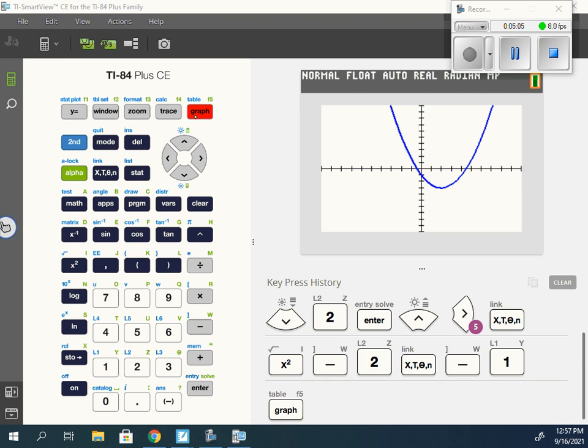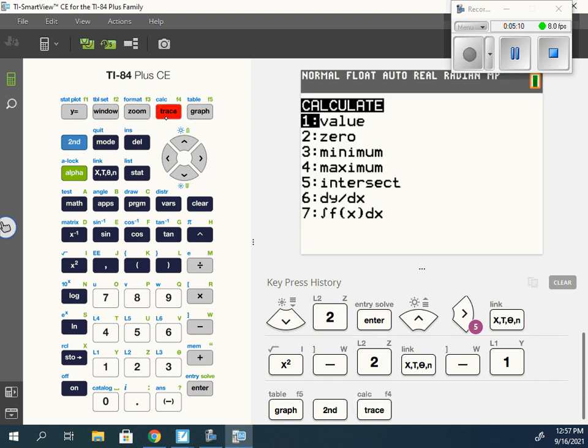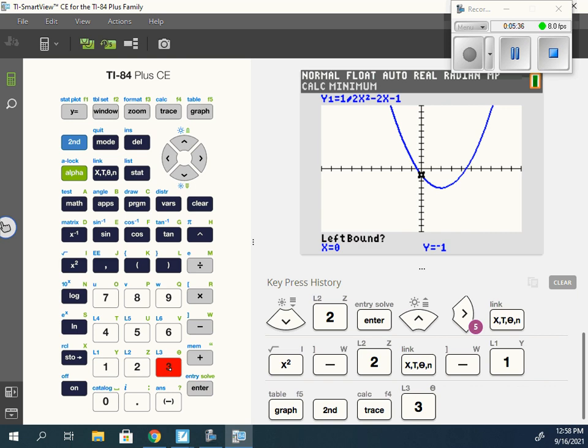Now, if we want to find the minimum value, we can go second trace. We know we want to find the minimum value because, again, it opens up. We do have a lowest point. Now, normally we can scroll down to number 3 and hit enter, and it would give us the minimum value. Now, since the 3 is next to it, try just hitting the number 3. It's going to calculate minimum for us because we can use those numbers as shortcuts.